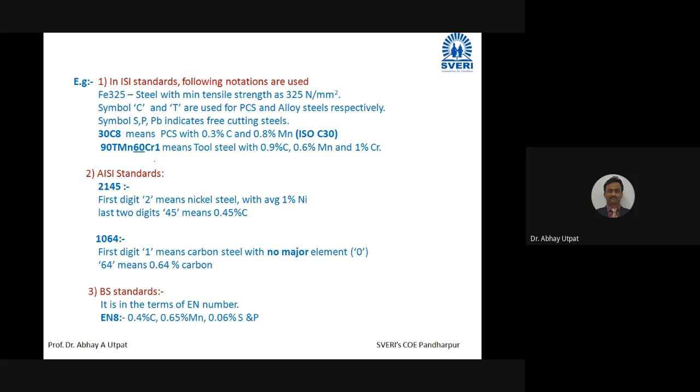You are not going to write this theory in the examination. It is only for your understanding of how to decode. That I am explaining. So don't take tension about how I can remember. I am telling the logic. So 30C8 means plain carbon steel with 0.3% carbon and 0.8% manganese.